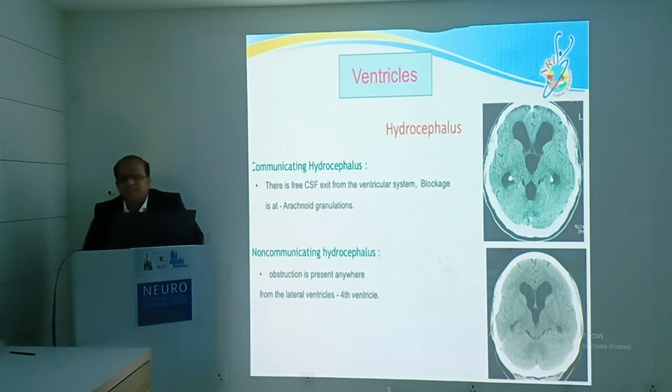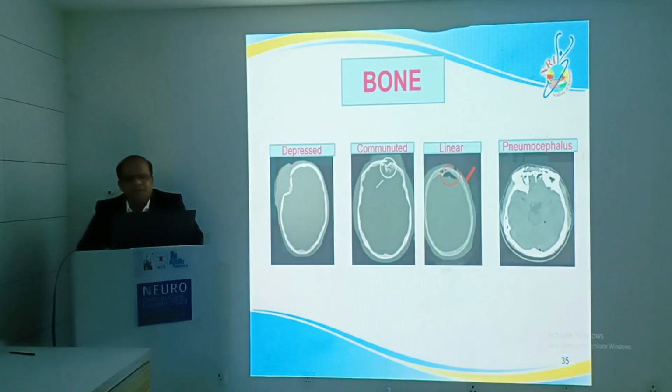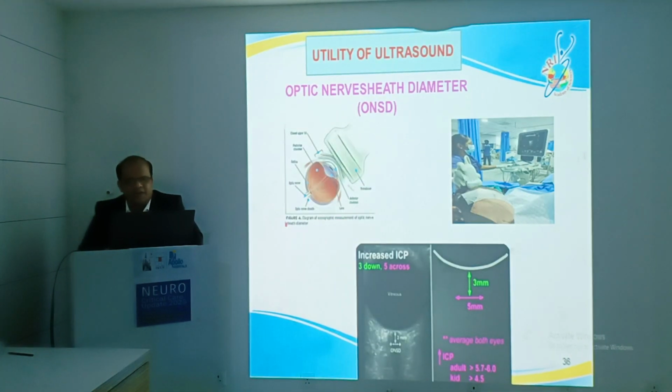How are the ventricles? Are the ventricles dilated, or do they have any obstruction? There may be development of hydrocephalus, communicating or non-communicating. After that, finally, we have to concentrate on the bone window. In a trauma patient, check for any depressed fracture, comminuted fracture, or linear fracture. Because of injury to the mastoid cells and so on, there is a possibility of penetrating injury and of air entering the brain. Because of pneumocephalus developing, we have to concentrate on that.